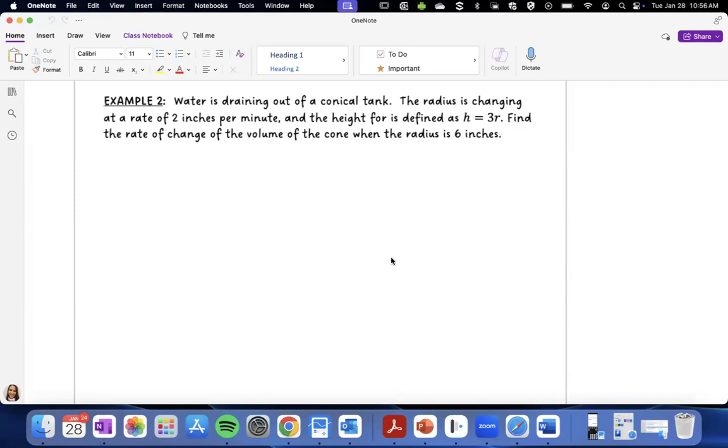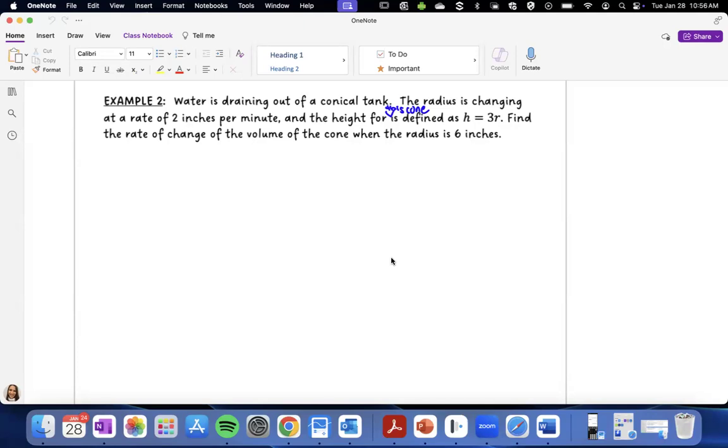Okay. Water is draining out of a conical tank. The radius is changing at a rate of 2 inches per minute. And the height, for this cone, is defined as H equals 3R. Find the rate of change of the volume of the cone when the radius is 6 inches. Okay, we read through it. We know we're dealing with a cone, okay?